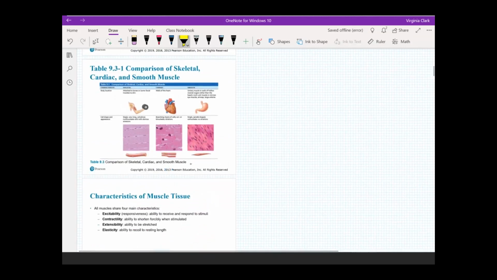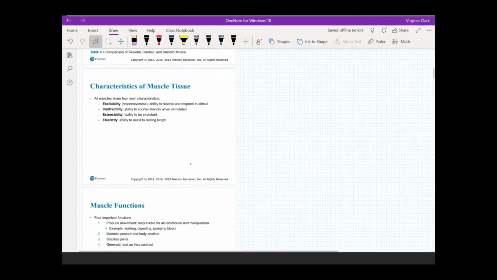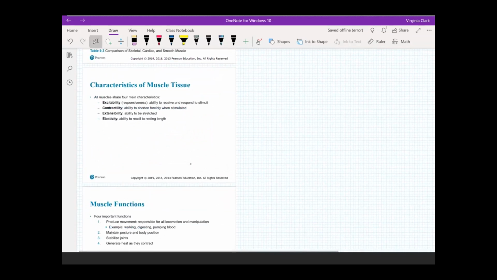And here is a lovely comparison. But again, those three keywords, whether or not it's striated or not, whether or not it's voluntary or not, and the type of muscle are the things you need to know. Okay, when we're looking at muscle tissue, there's a couple characteristics that they're all going to have, and these are really important, but they're going to come up as we talk about muscle tissue throughout the rest of the chapter.